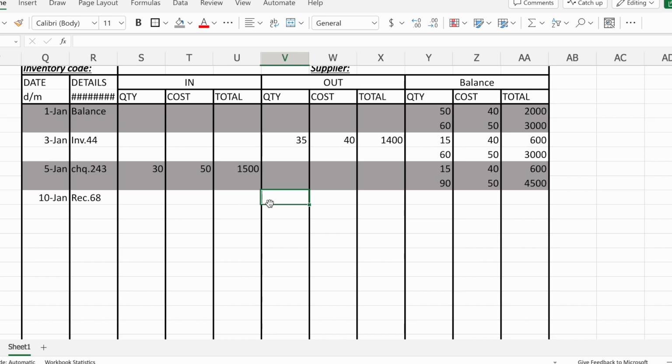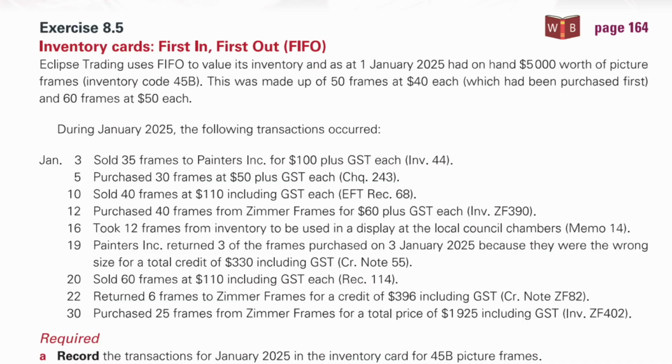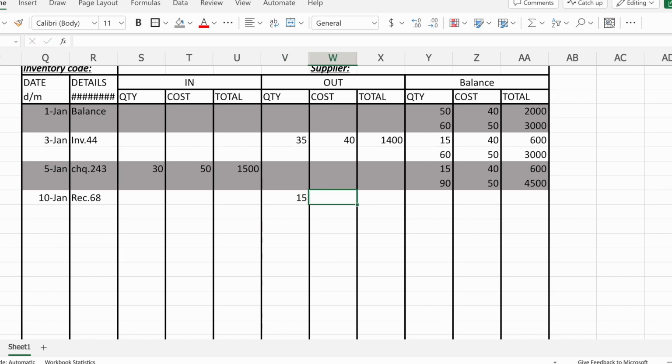Since they said there's 40 sold, the whole 15 goes out, right? Now the remaining is taken away from the next piece of inventory. So since there's 90, 40 minus 15, that's the amount that needs to be taken away from the $50 one. In this case it's 25 times 50.